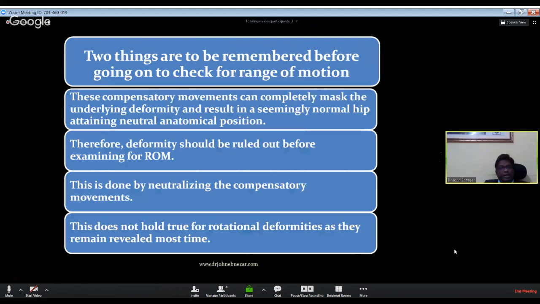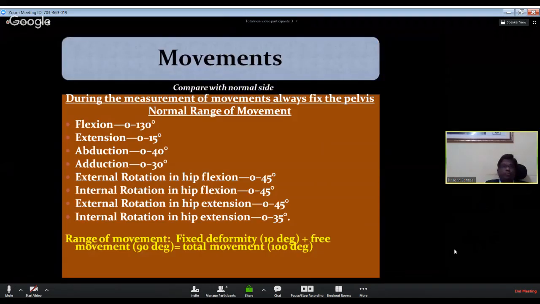This is done by neutralizing the compensatory movements, then you examine for the range of motion. This does not hold true for rotational deformities as they remain rigid most of the time. Hope this is clear with you. Now, during the measurement of movements, always fix the pelvis and know the normal range of movements.